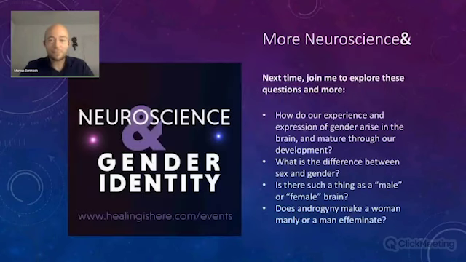Create your own things. And if you're hungry for more neuroscience and you're enjoying these presentations, I'm going to be doing a final one in this series of seminars on neuroscience, and in September, on the 14th of September, it's called Neuroscience and Gender Identity. We're going to be looking at how our experience and expression of gender arise in the brain, how that matures through development, what the difference is between sex and gender, whether there is such a thing as a male and female brain, and whether androgyny is really about making a woman manly or a man effeminate, and many other things in between. So I'm really looking forward to that one.